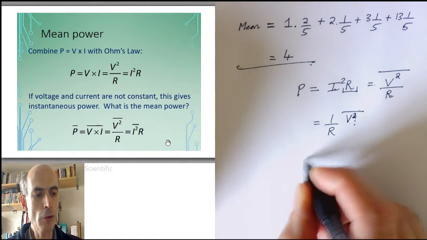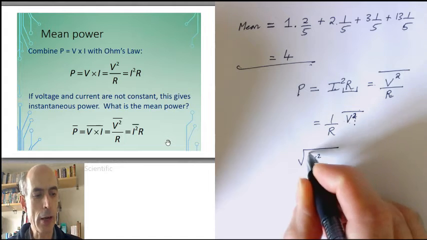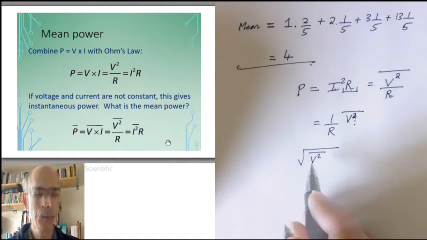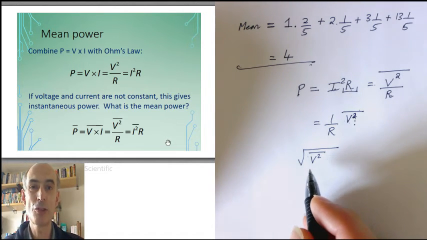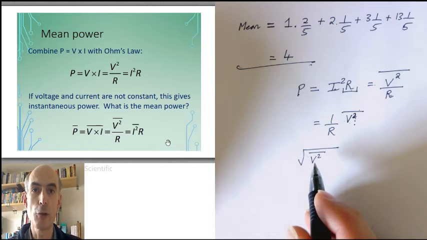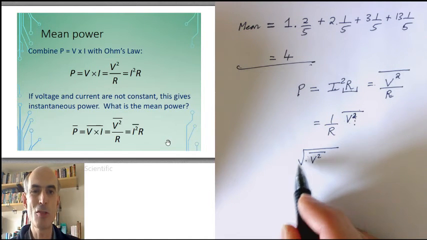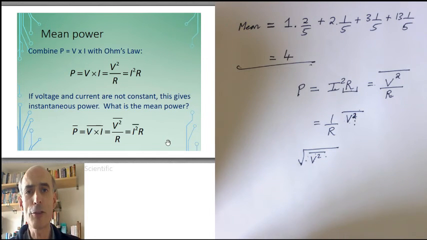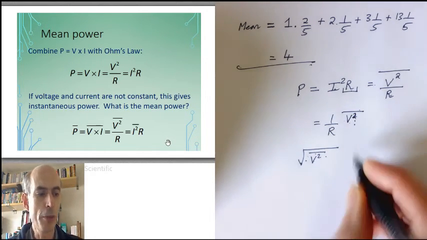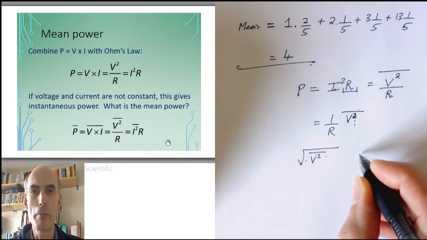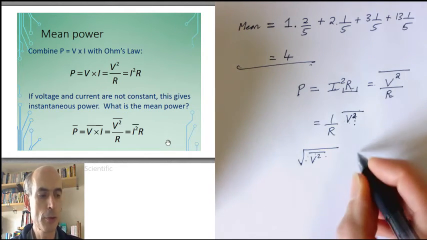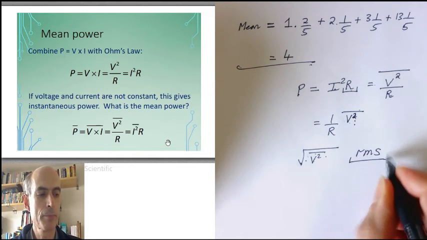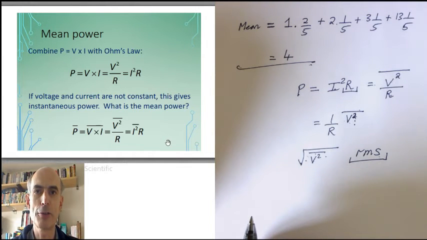If I took the square root of the mean square of the voltage, that would be a quantity that I could measure in volts. And that is the average which is often the most useful when dealing with currents and voltages in circuits. It's the square root of the mean of the square of the voltage. That's a bit of a mouthful, so we usually shorten that. It's the root of the mean of the square of the voltage, otherwise known as the RMS.